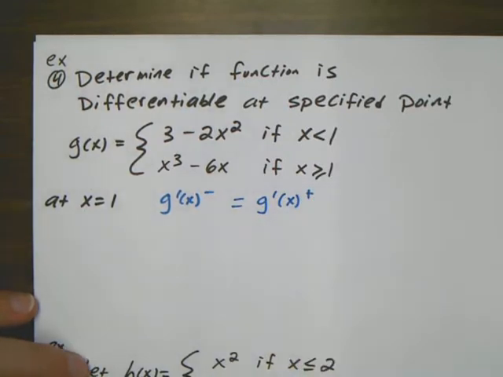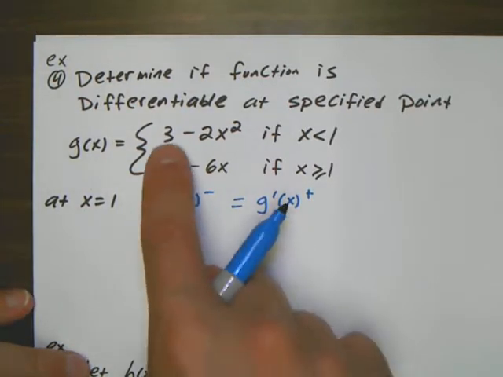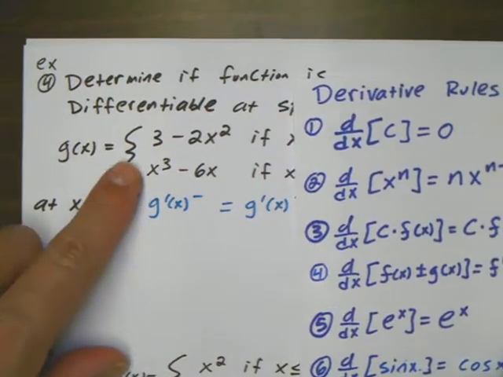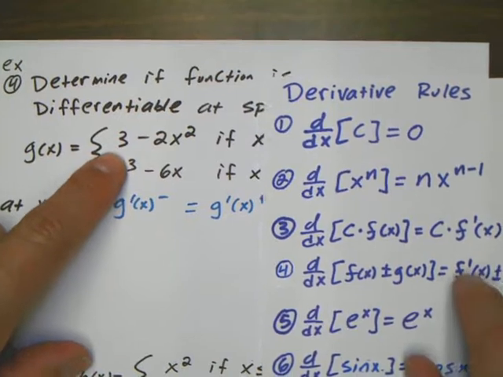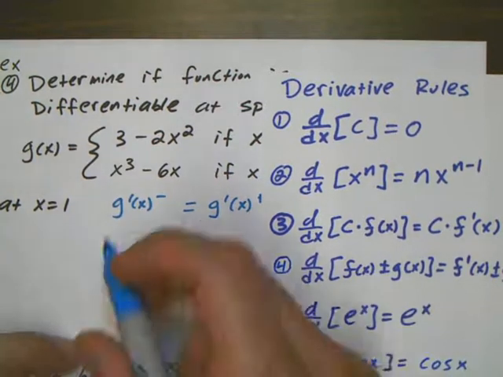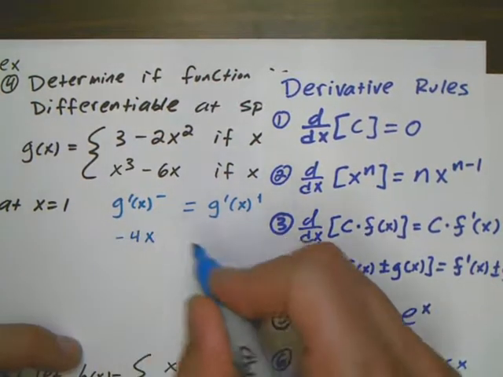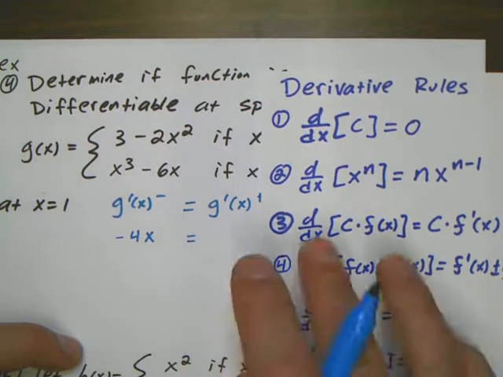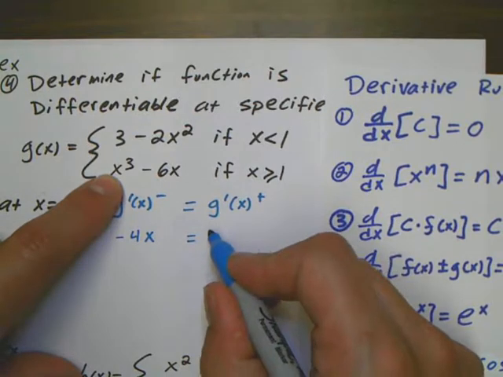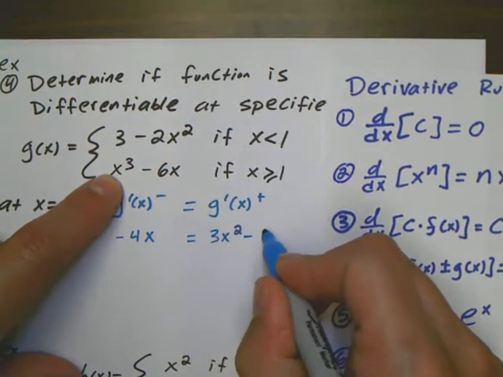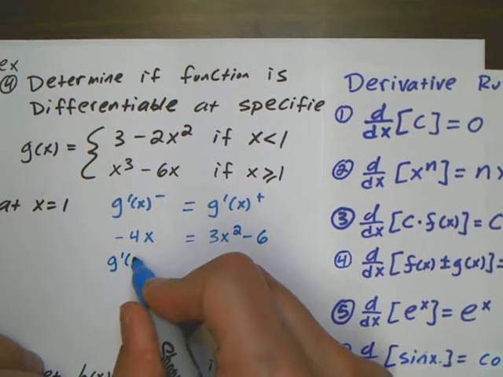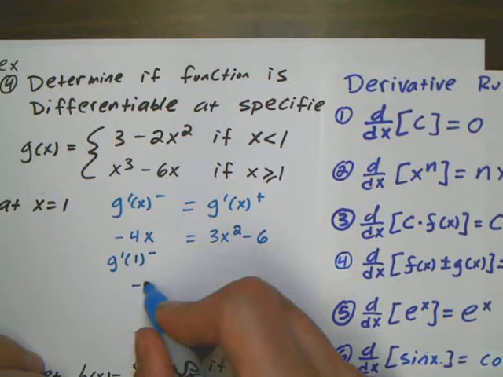Okay, so the derivative from the left, that's going to be the derivative of this, which, going back to my handy dandy derivative rule, says the derivative of a constant is going to be equal to 0. I can just take this negative 2 and multiply it by the derivative of x squared, which is going to give me negative 4x. And somehow that's going to have to equal the derivative from the right, which is the derivative of this side, which is going to be 3x squared minus 6. And so when I evaluate the derivative on the left at 1, that's going to equal negative 4.